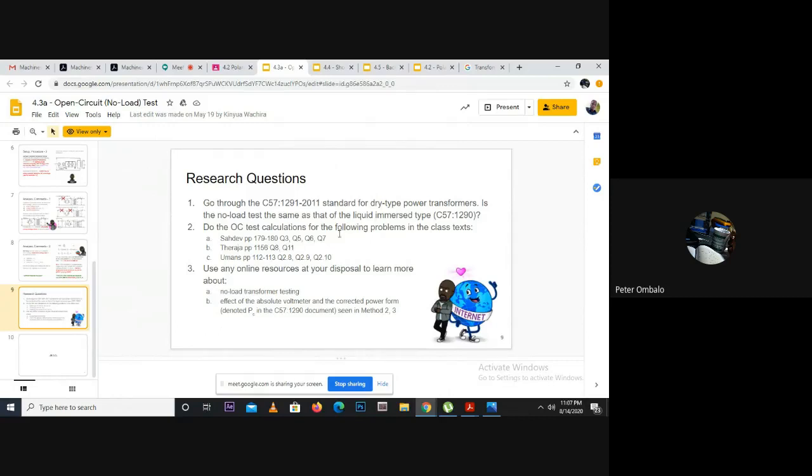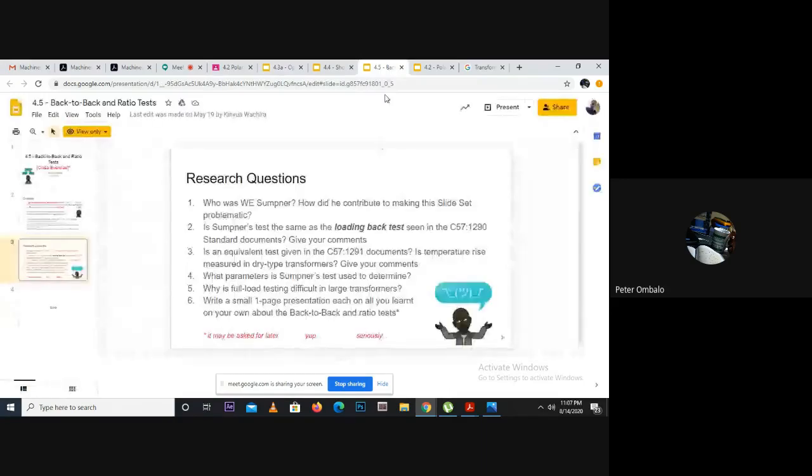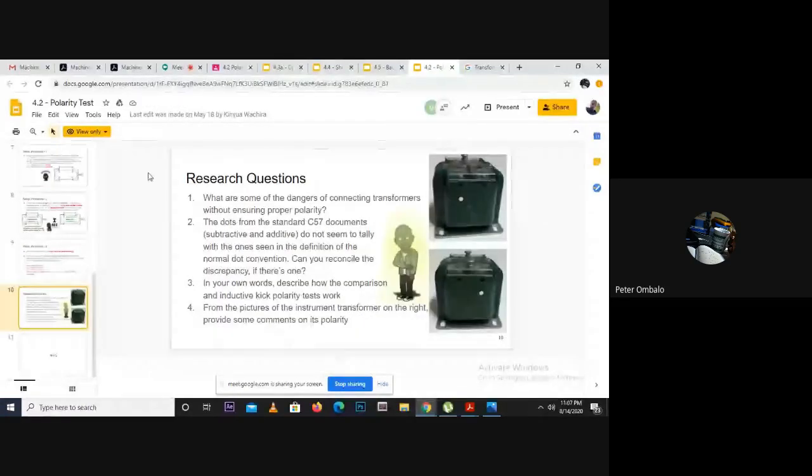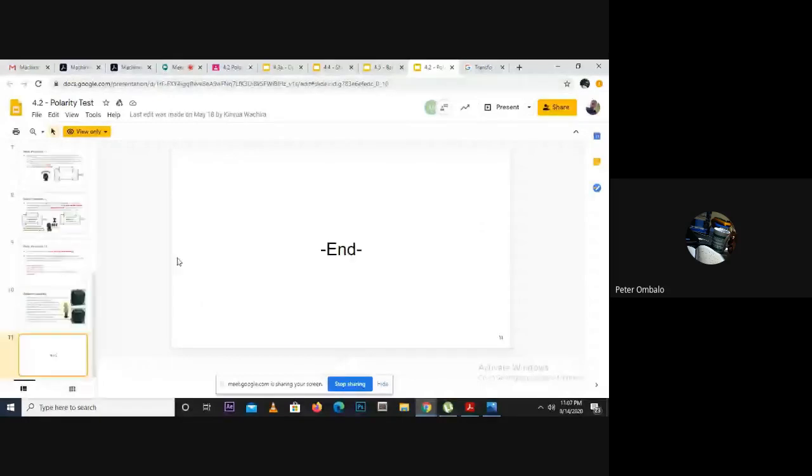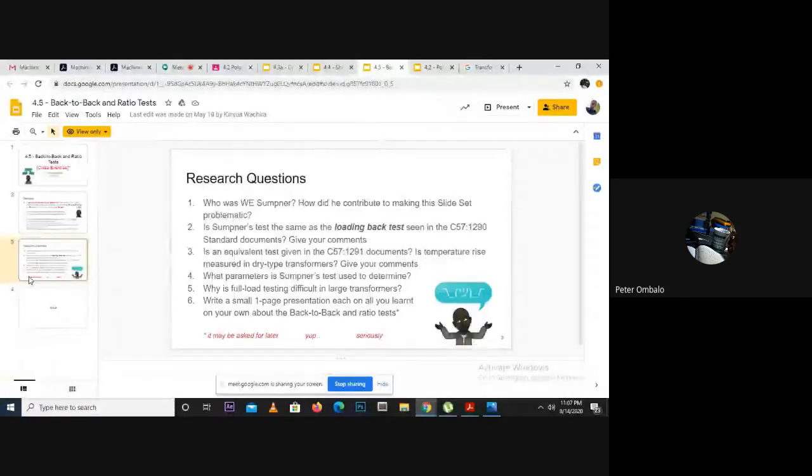So I will send question 11. The remaining two tests are the back-to-back test and the polarity test. We will look at the questions that were given for the back-to-back and polarity tests and see if we can go through them in the remaining time. We have 3 minutes. I will try and do it in the shortest time possible. I promise not to go past 11:15.